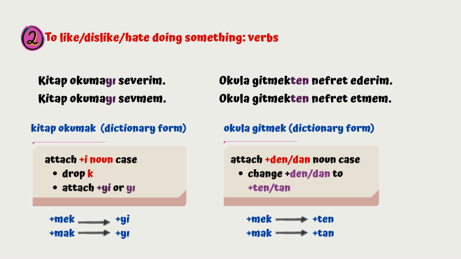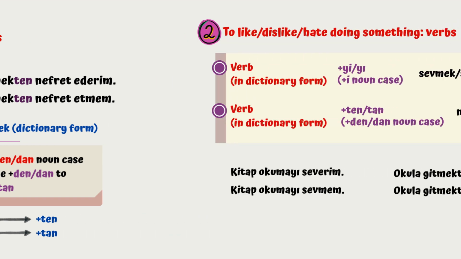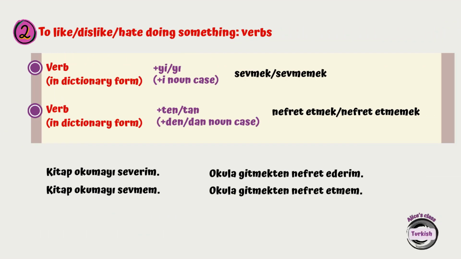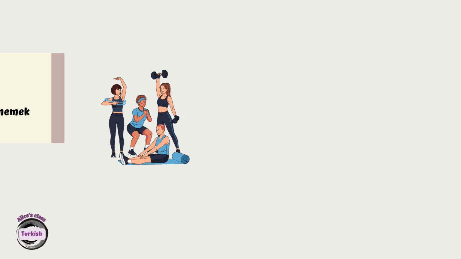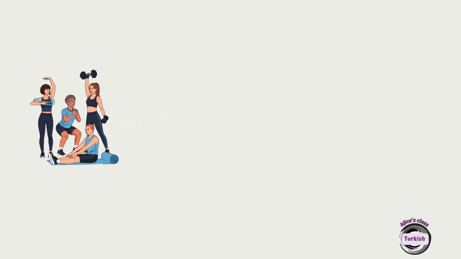Okay, so if the verb ends with mek, we're going to attach ten. If the verb ends with mak, then we're going to attach tan. So let's summarize this. If you want to use sevmek or sevmemek, what we do is we attach the e noun case to the verb, right? So we drop K and we attach Y. If you want to use nefret etmek or nefret etmemek, then we attach the dandan noun case, but dandan changes to tentan.